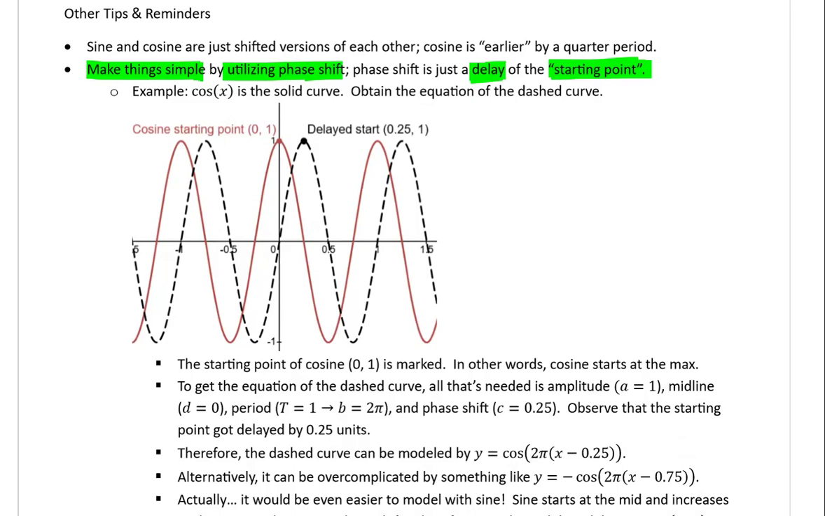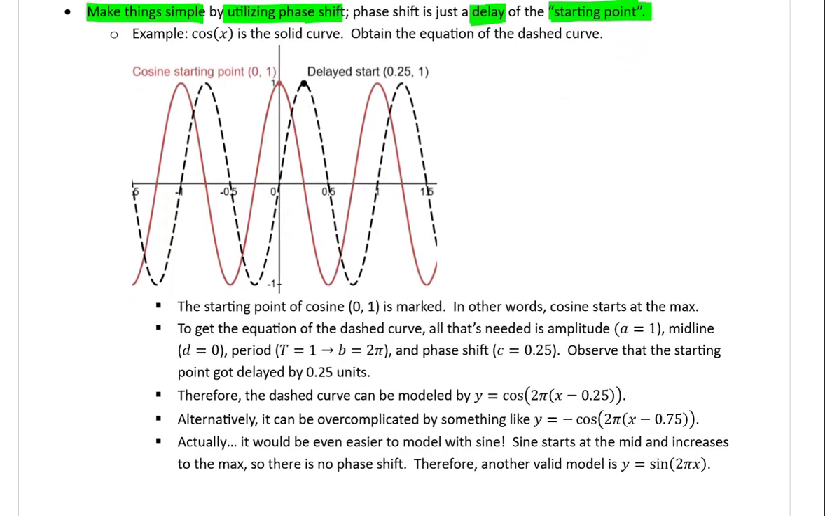All right. So let's go over this simple example. So cosine x is the solid curve, okay? And we want to obtain the equation for the dashed curve, okay? So cosine, if we define the starting point as the point when x is equal to 0, it's at the max, or it's 0, comma 1, okay? This dashed one, it got delayed. This max got delayed by 0.25. Or you can really say that it got delayed by two over here, or maybe it's earlier by back here, but let's keep things simple. Let's pick the closest one. It got delayed by 0.25, okay?